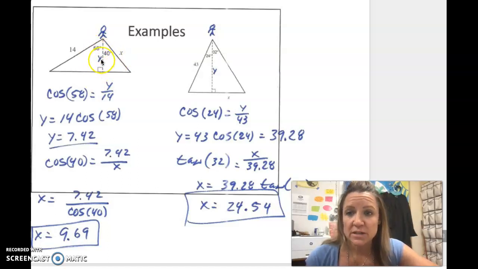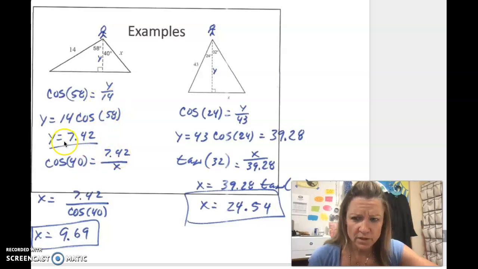58 degrees, and this side is the adjacent, and the 14 is the hypotenuse. So adjacent and hypotenuse is the cosine. So we're going to say the cosine of 58 degrees is equal to the adjacent over the hypotenuse. Do the cross product and solve. And so we get y is equal to 7.42.